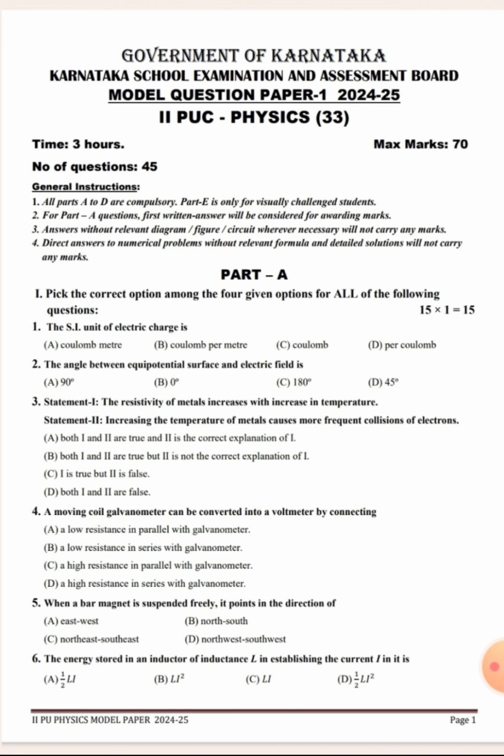As you can see, the first question is very simple: SI unit of electric charge is. SI unit of charge is coulomb. The second question is: angle between equipotential surface and electric field is. We know that electric field is always perpendicular to equipotential surface. So therefore the angle between them is 90 degrees.